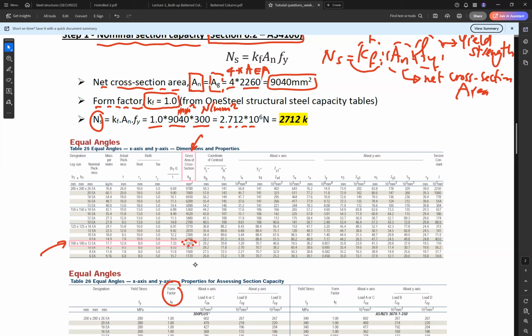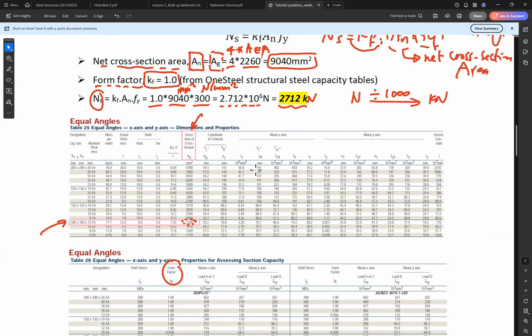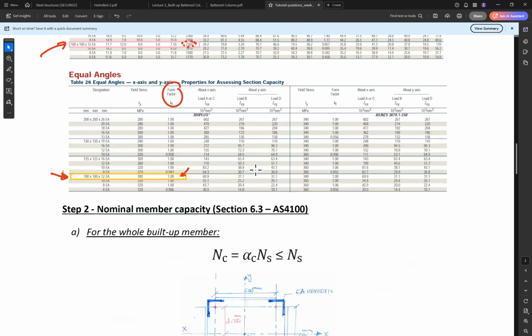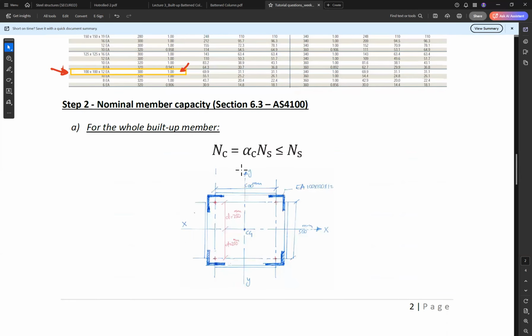So the section capacity is 2.712 times 10 to the power 6 Newton, which is equal to 2712 kilonewton. And as you know, to convert from Newton to kilonewton, we need to divide by 1000. Okay, so this is the section capacity of this member. Let's now go to the nominal member capacity of this member.